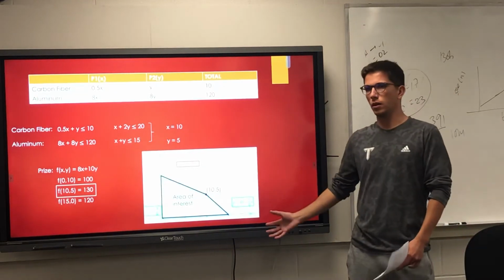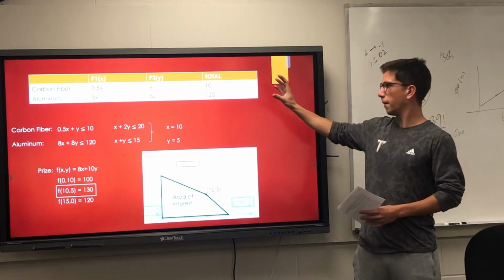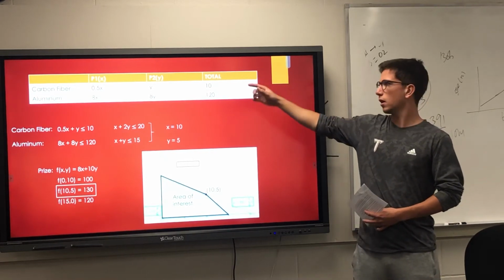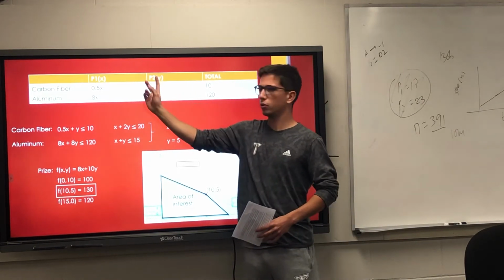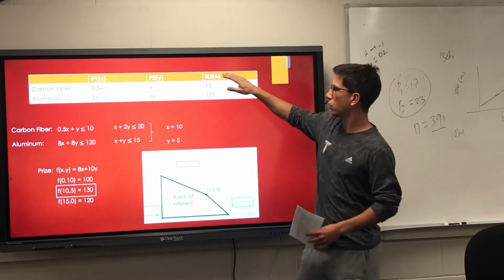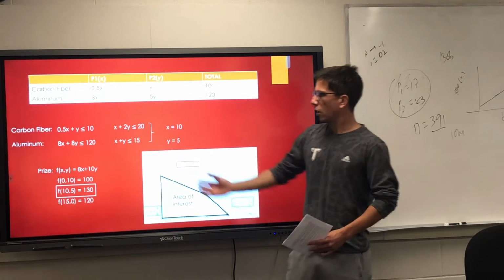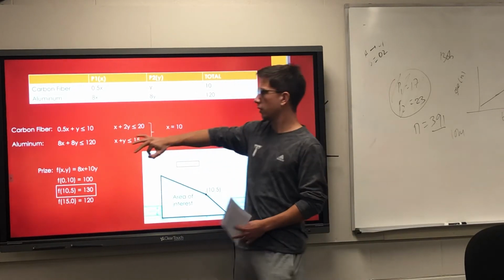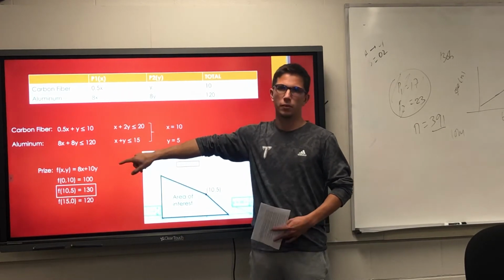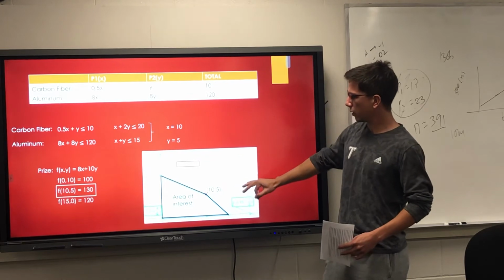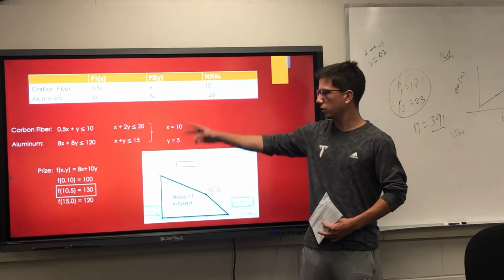And this is the way to set up this problem. The first thing we need to do is allocate our resources. We have the carbon fiber, the aluminum, and P1 and P2, the two different kinds of product, and then the total materials that we have. So basically this is optimization. We use three different equations to solve this problem: one for the carbon fiber, one for the aluminum, and one for the price. This is a representation of the three equations. This is the area of interest, where our solution is going to be according to our equations.